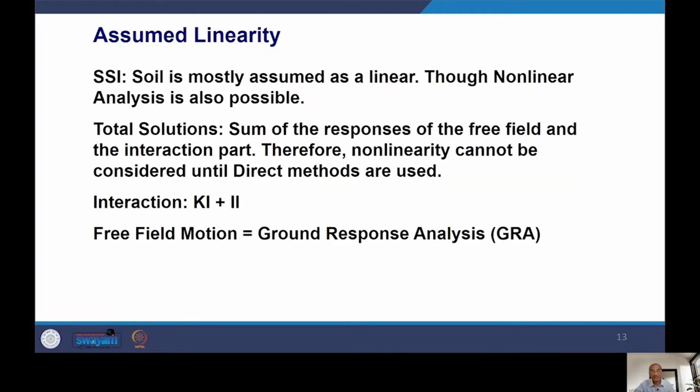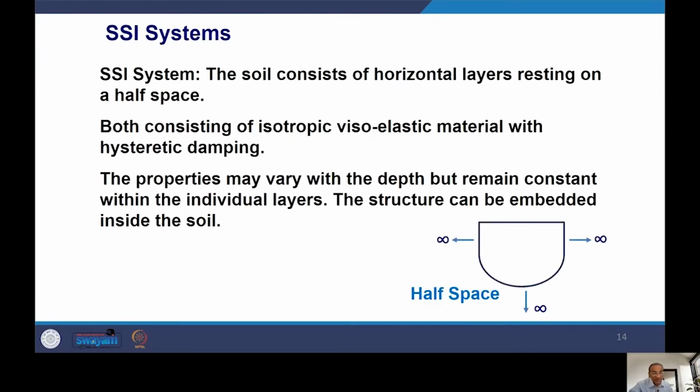So the interaction effect consists of two parts, as we already discussed. One is called kinematic interaction and another is called inertial interaction. And the third one is called free field motion, which can be found out using ground response analysis, or in short GRA. Now continuing with that, let's consider what the different soil interaction systems are. In the SSI system, the soil consists of horizontal layers which are resting on a half space.